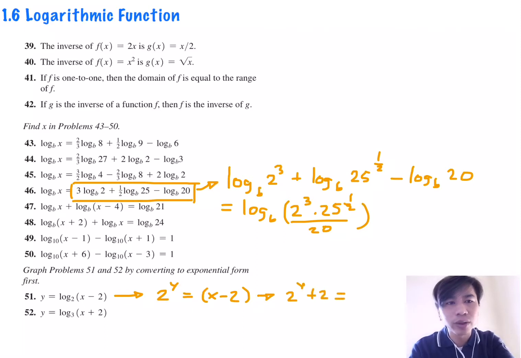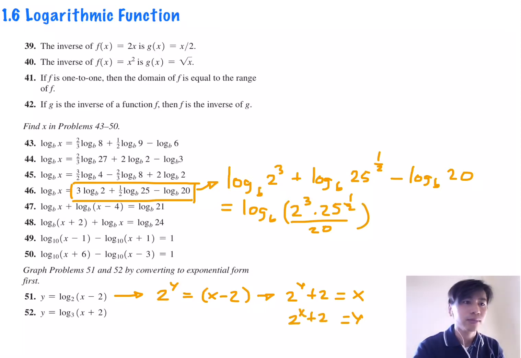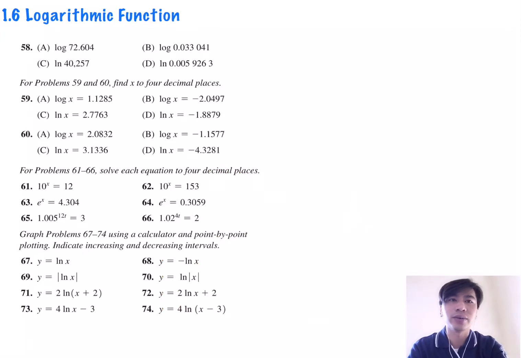Number 51, it says graph problems 51 and 52 by converting to exponential form first. So if you convert it to the exponential form, it will be 2 to the power of y equal with x minus 2, or we can put it as 2 to the power of y added with 2 equal with x. Yeah. So this is the inverse of it, or you can say interchange the x and y, so you'll have a better shape, 2 to the power of x plus 2. It means that it has a translation shift up 2 units.